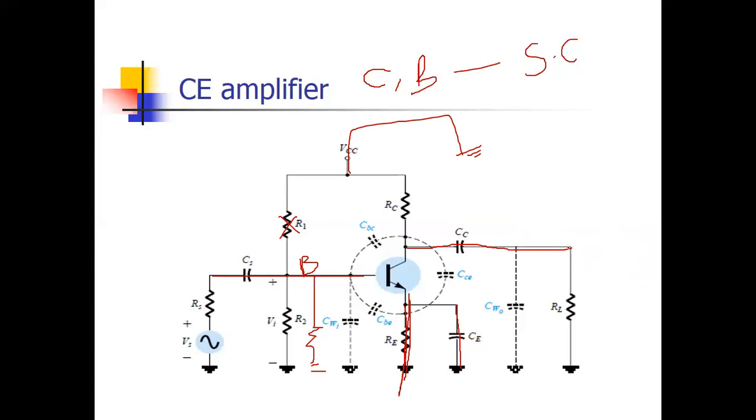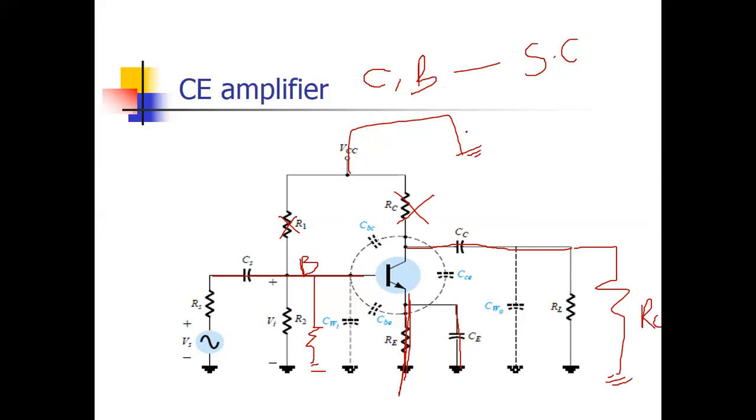Same here, this RL is connected to ground because this is a short circuit. This RL is connected to ground, this RC is also connected to ground. So I am crossing this RC from here and I am connecting here. RC. Okay, understood? Again, listen carefully.